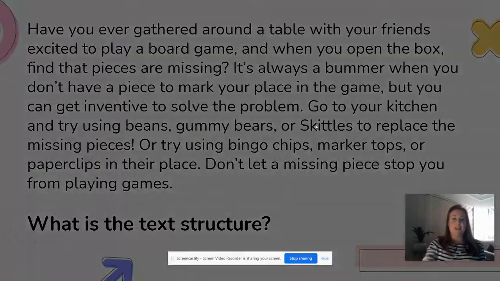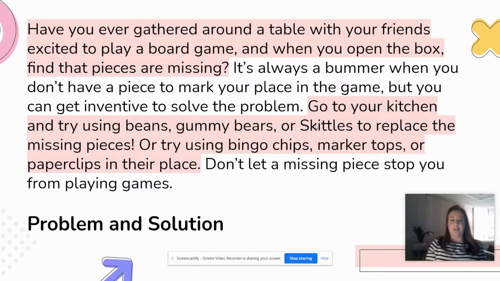Okay, so let's look at some keywords. We saw a lot. Okay, so what I have highlighted is at the beginning, we're given a problem. Have you ever been excited and then you find that the pieces of a game are missing? Okay, then it goes into listing how you can solve the problem. So it gives us, we can use beans, gummy bears, or Skittles, different pieces that we have laying around the house. So this one would be problem and solution, because we have a problem and we have examples of how to solve that particular problem.